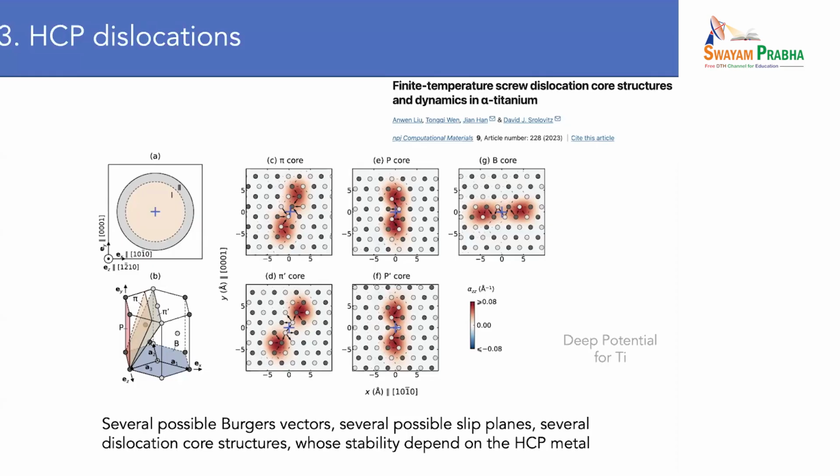First of all, even if I look only at one Burgers vector, so one side of the hexagon here, that Burgers vector can be associated with dislocations that glide either on the basal plane, the prismatic plane, but also the pyramidal 1 plane and pyramidal 2 plane. When you take the same screw dislocation and you relax it in the different planes, you get different core structures.